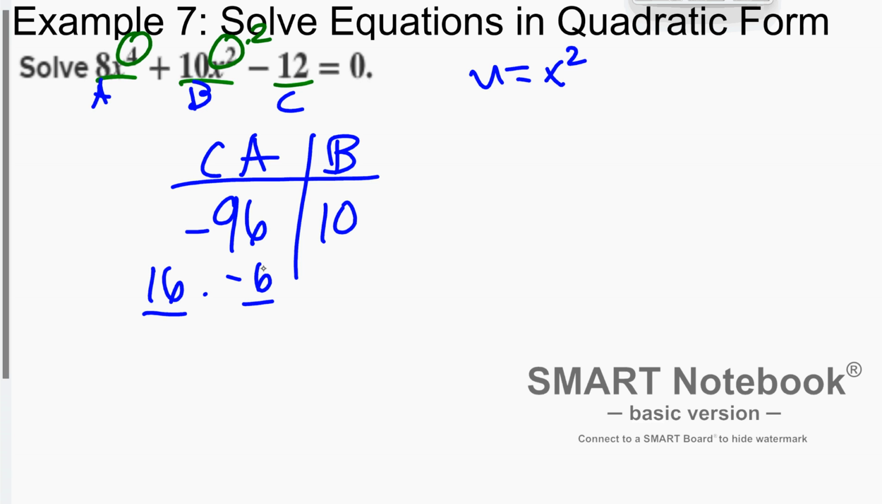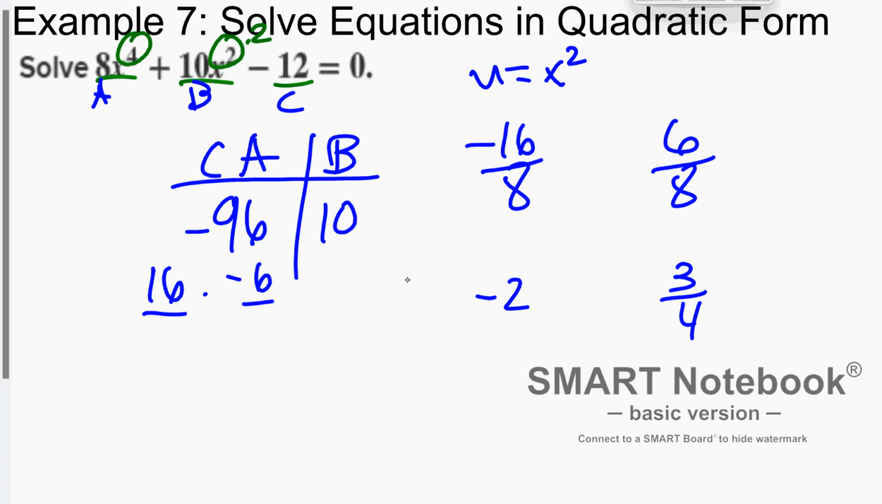So then remember, when we're solving, all we do is just take the opposite of these. So that'd be negative 16 and positive 6, and then we divide by our a, which is 8. So that means that one reduces to negative 2. This one reduces to 3/4. And then normally it's x equals, right? Because normally our middle term is just x, but now our middle term is x squared. So these are not going to be equal to x, they're going to be equal to x squared.